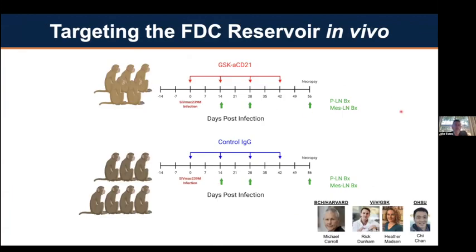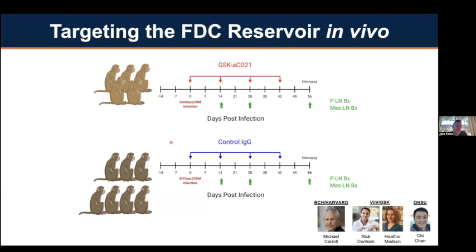So we did a proof of principle study in which we took 5 animals and we injected them with a clinical asset from our partners from ViiV GSK, Rick Dunham and Heather Madsen, in collaboration with Michael Carroll. And we injected them with an anti-CD21 antibody every 2 weeks, infected them, and then let them go for 8 weeks. We took serial lymph node biopsies, both peripheral and mesenteric, and then sacrificed the animals at 8 weeks.